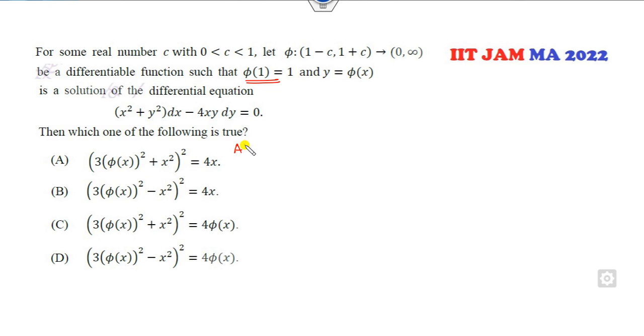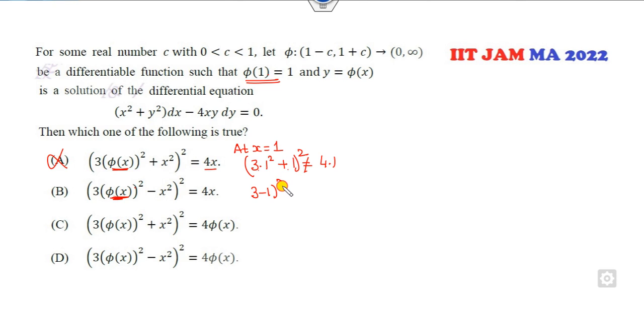What is the value at x is equal to 1? Because phi of 1 is 1. So 3 into 1 square plus 1, is it 4 into 1? 3 plus 1, 4, satisfied. Phi of 1 is 1. So at x is equal to 1 it is 3 minus 1. Sorry, it's not, it's a whole square. So 4 square is 16, which is not equal to 4. First option is directly cancelled out.